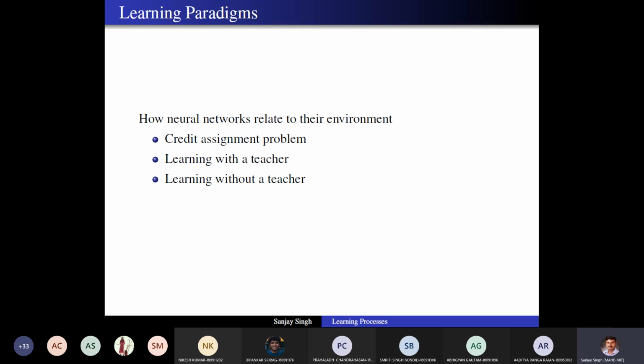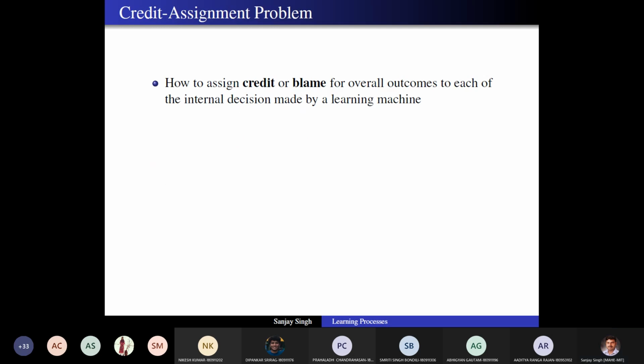So the credit assignment problem is something like this. The question is how to assign credit or blame for the overall outcome to each of the internal decisions made by the learning machine. It means the outcome is there, whether it's right or wrong. If it is right, what credit should be given to the system? Is there any way to reward it? Or if something goes wrong, how to blame? When I say blame, it means whether the weight should be punished, some sort of rewarding function will reflect in some sort of punishment.